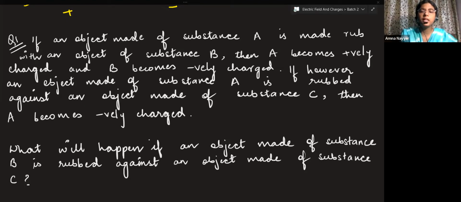So Sheen and Kulsum, we started with electric field and charges, and with this we have only discussed electric charge till now. So I have made the revision. If you were present right now, then I think some of the things must have got revised. So today we'll continue with methods of charging.